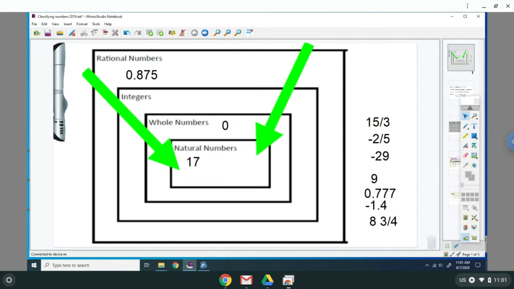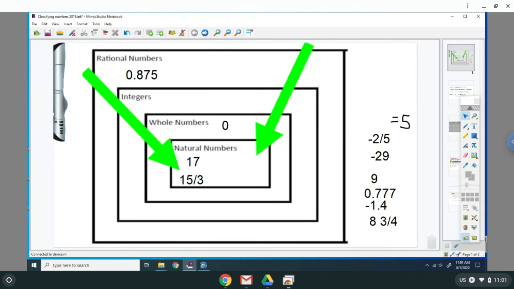So now we're going to do 15 over 3. Well, 15 over 3 is a math problem. So you can do 15 over 3, which equals 5. So even though 15 over 3 looks like a fraction, it can be reduced down to 5. So 15 over 3 is rational, but it's also an integer because it's technically not a fraction, because when you solve it, it equals the number 5. And we know 5 is a whole number, and 5 is also a counting number. So 15 over 3 will be in the center.